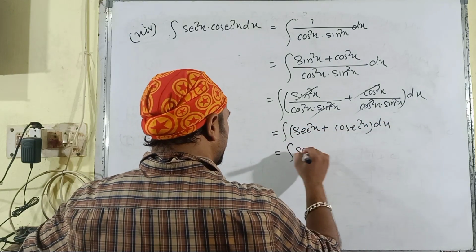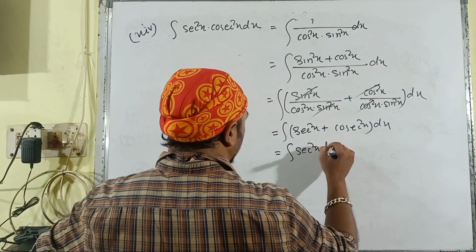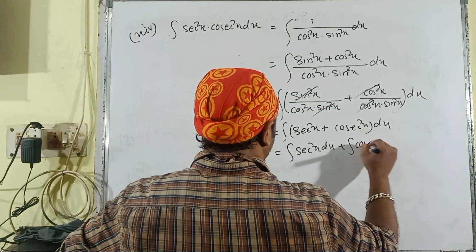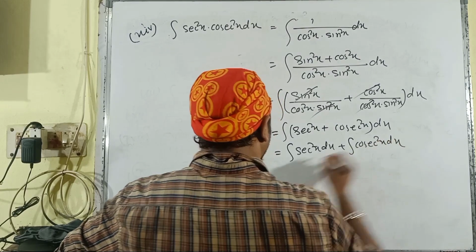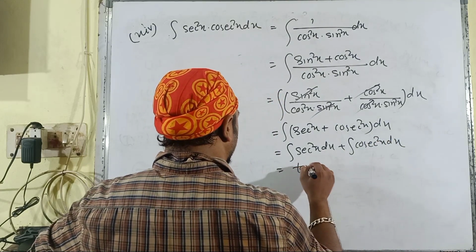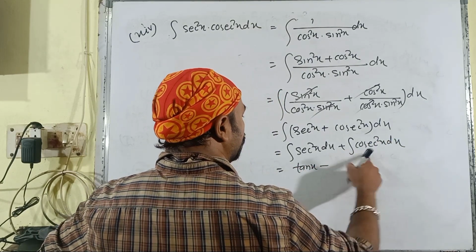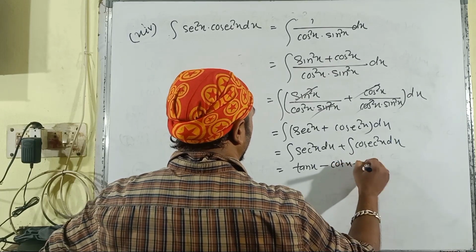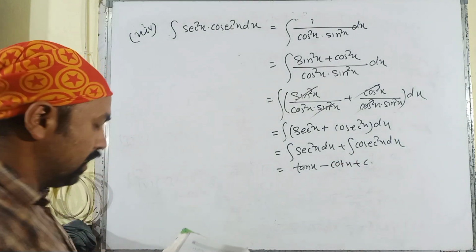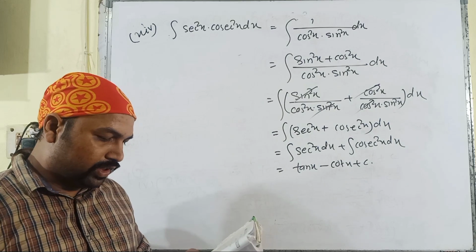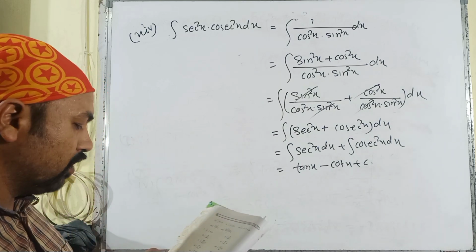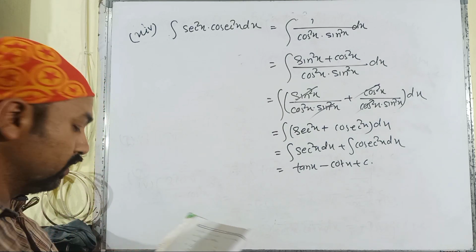Then applying the algebra of integration, here we are getting integral of sec square x, it is tan x. Integral of cosec square x, it is minus cot x plus any constant c. And here it is the solution for the 14th bit of number 2. Then moving to the 15th bit.